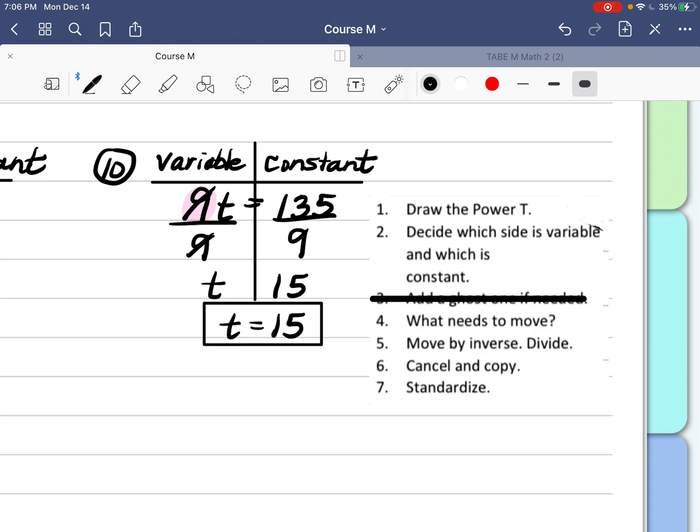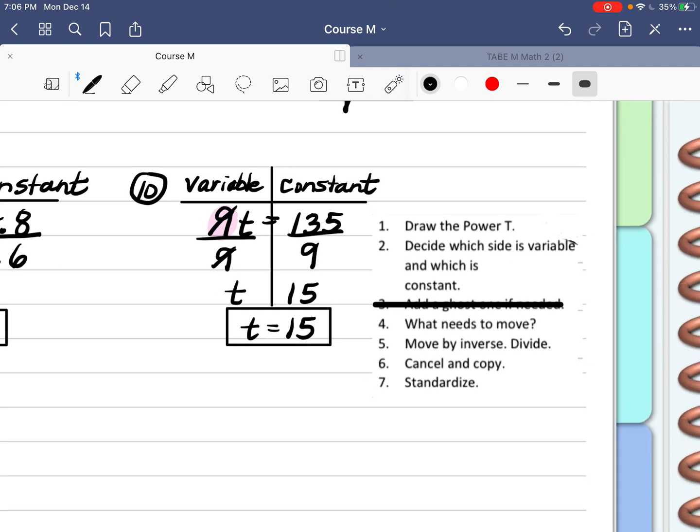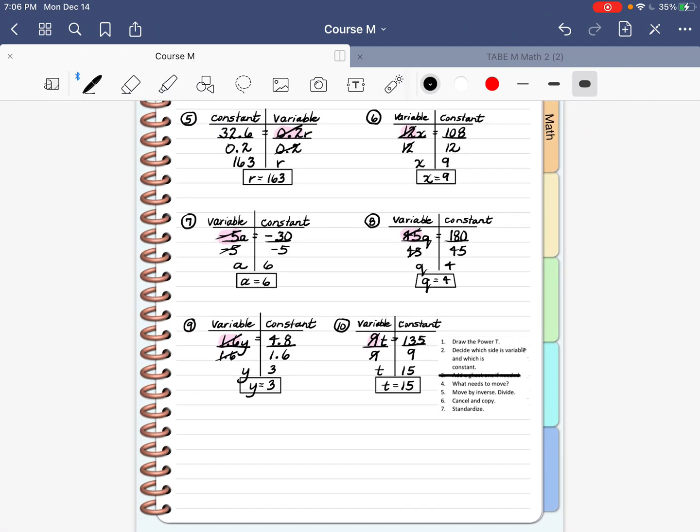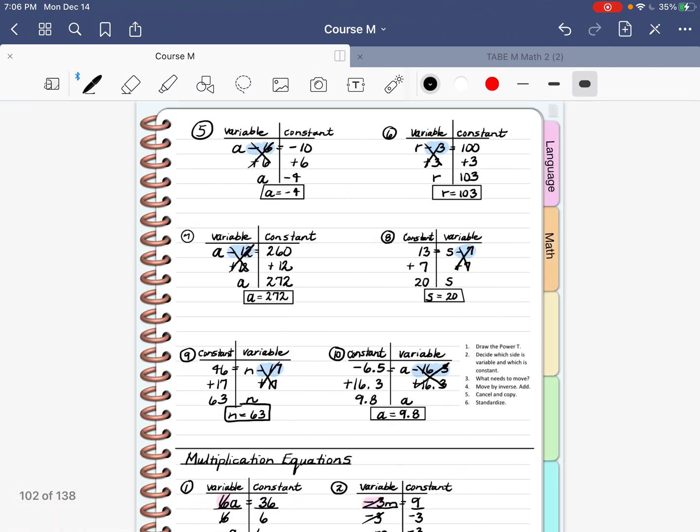So number 1, you draw the power t. Number 2, you decide which is the variable and which is the constant. What needs to move? It will always be the coefficient on these. You move that by division. You cancel and copy, and you standardize. And that is how you solve multiplication equations.